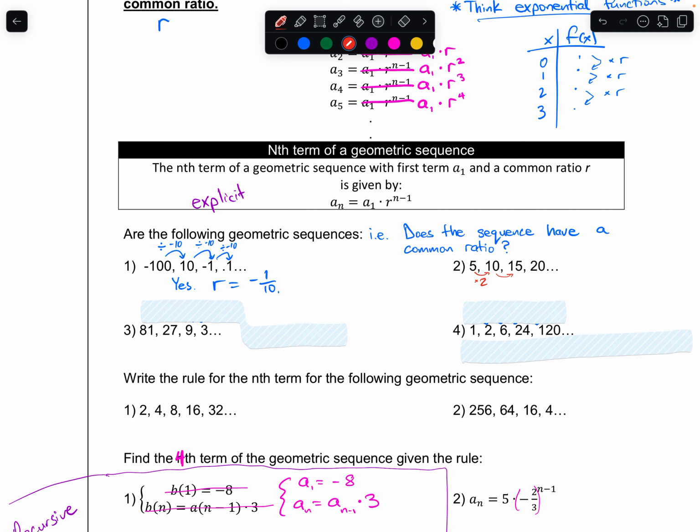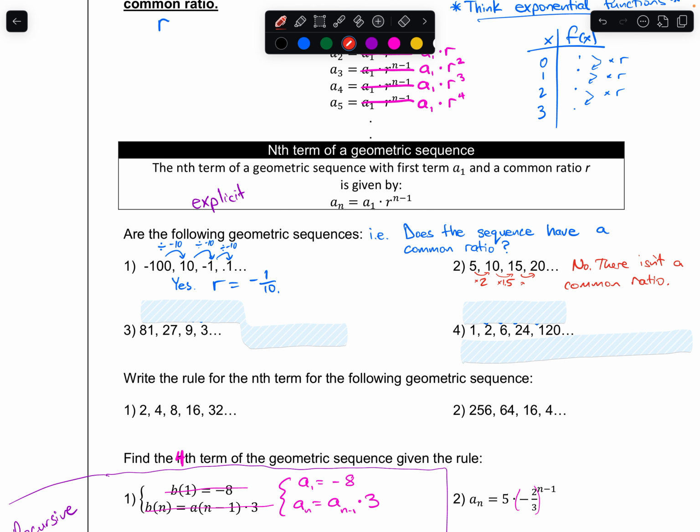You could write it, you're multiplying by 1.5, and then multiplying by something else, but it doesn't stay the same, so we'll just say no. There isn't a common ratio.